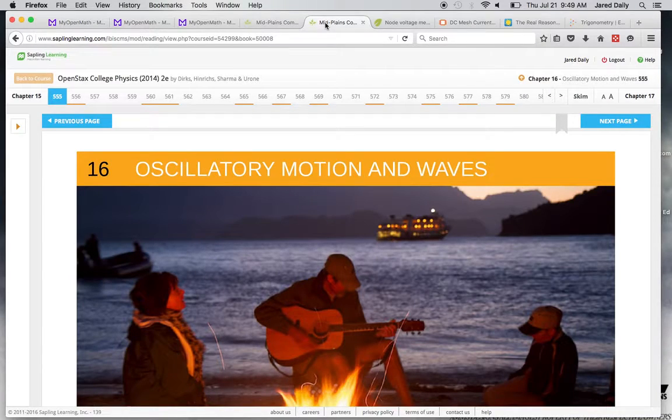Okay, today we're learning oscillatory motion and waves. This is chapter 16. We've jumped from chapter 10 to chapter 16, and what we've skipped over is essentially a part of the class that engineers do not take in their freshman year. They take that in a separate course.